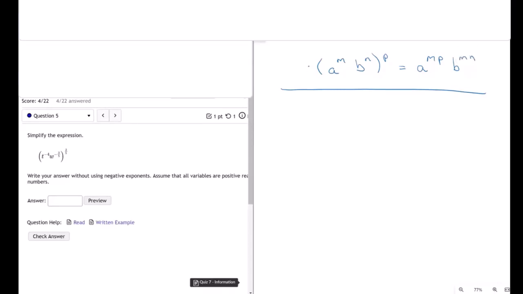Now, if we want to do this problem, we have t to the -4, w to the -3/5, this whole thing to the 2/5 power. The easiest way to do this is, I'm going to distribute. This is -4 times 2/5 times w to the -3/5 times 2/5. This is equal to t to the -8/5, w to the -6/25.